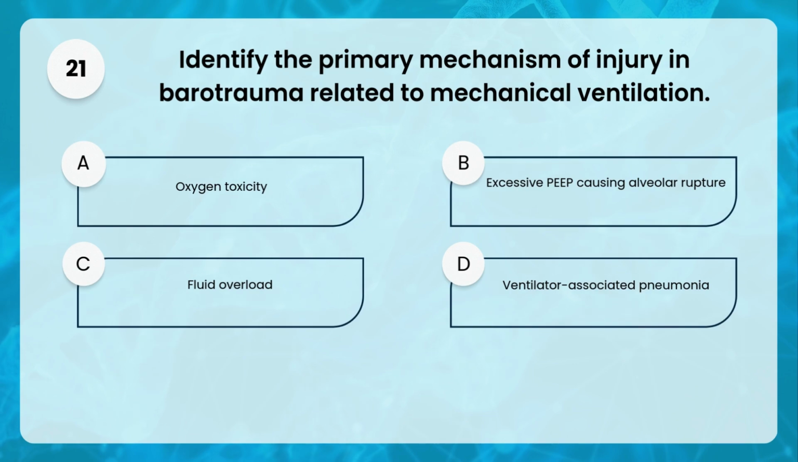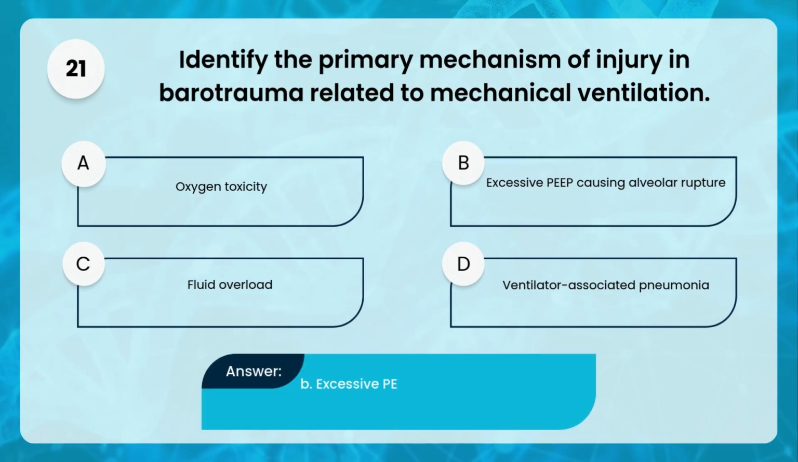21. Identify the primary mechanism of injury in barotrauma related to mechanical ventilation. A. Oxygen toxicity. B. Excessive PEEP causing alveolar rupture. C. Fluid overload. Or D. Ventilator-assisted pneumonia. The answer is B. Excessive PEEP causing alveolar rupture.